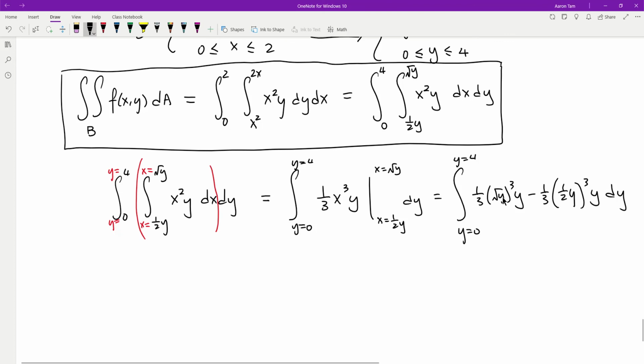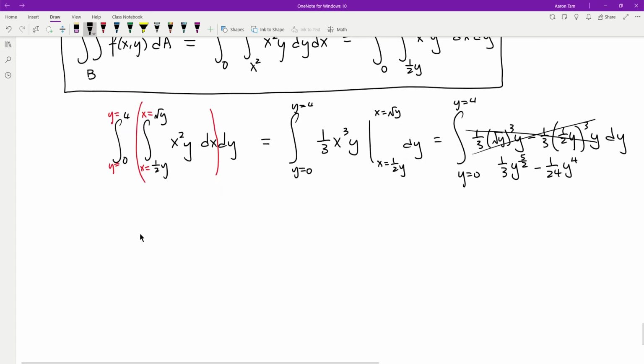So if I'm looking at this correctly, that's y to the 3/2 times y, so it becomes y to the 3/2 plus 1. So 3/2 plus 1 is 5/2, so I think that's 1/3 y to the 5/2 minus 1/2 to the third is 1/8. 1/8 times 1/3 is 1/24 y to the 4th. Okay, so I'm going to lightly cross this out because I have that underneath. So now I'm going to integrate this.